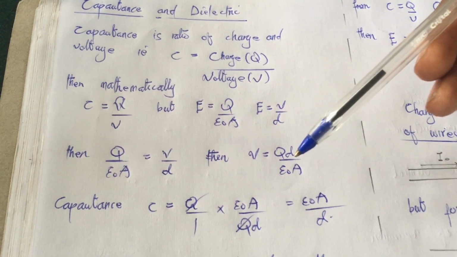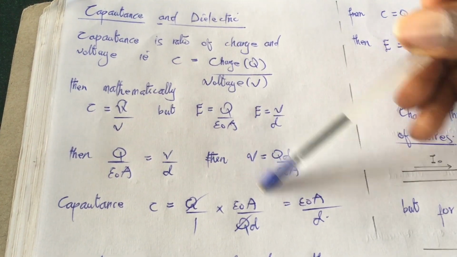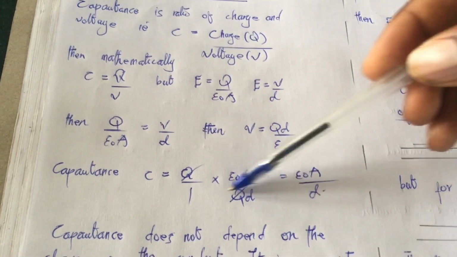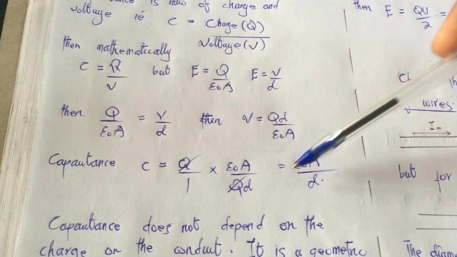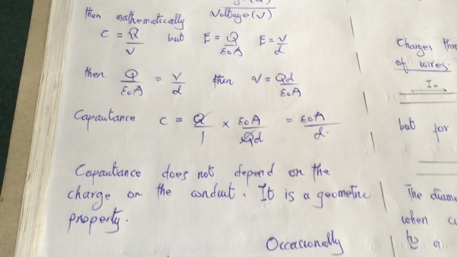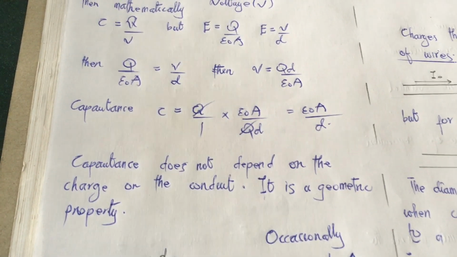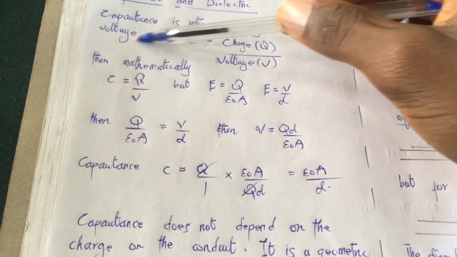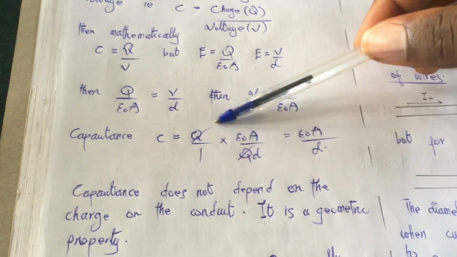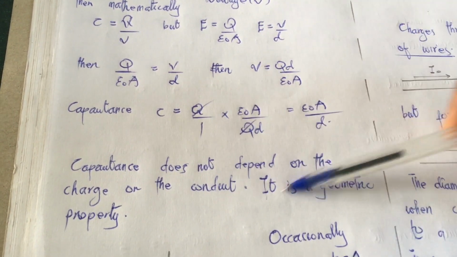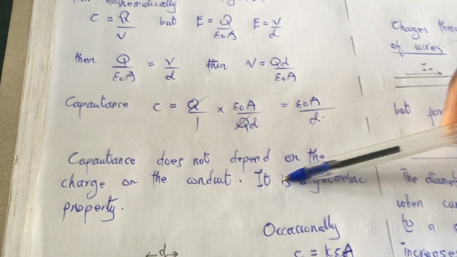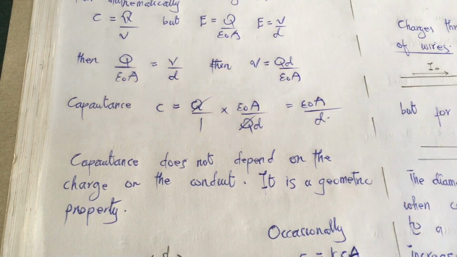If we make V the subject, then we substitute this formula for V into the first equation. If you substitute it, you realize that the charges cancel out, the Q cancels out. So from here we can conclude that capacitance does not depend on the charge. Though from this formula you could see that C is equal to Q over V, in turn, capacitance does not depend on the charge. Capacitance depends only on the area, the permittivity, and the distance of separation. For that matter, we consider capacitance as a geometric property.